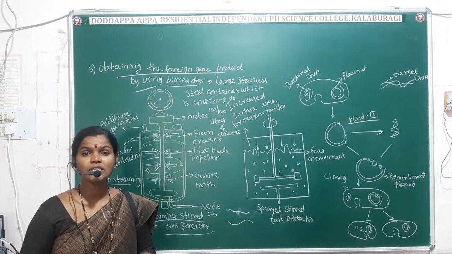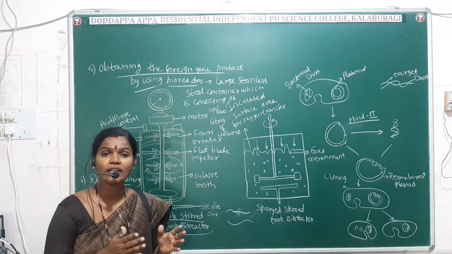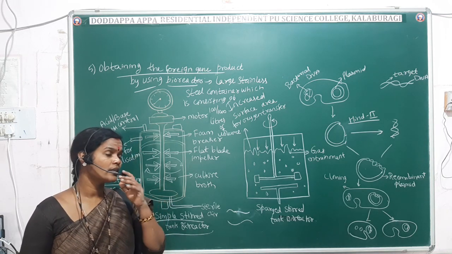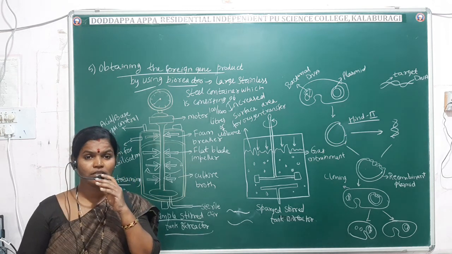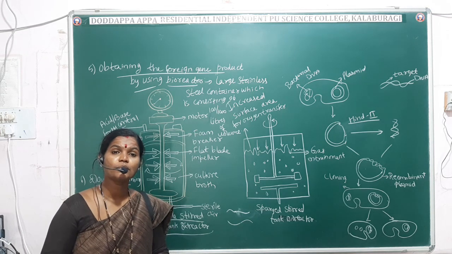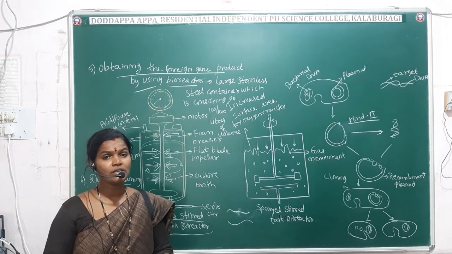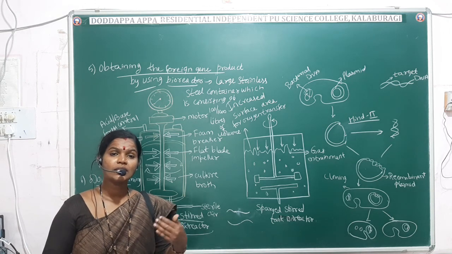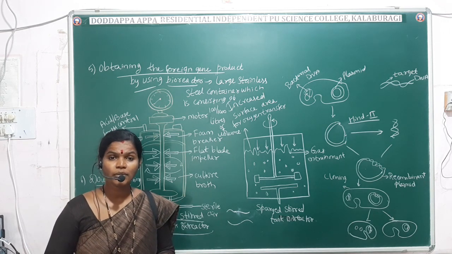What is PCR? That is polymerase chain reaction, which was developed by the scientist Gary Mullis. Gary Mullis is the name of the scientist who developed the PCR, and this PCR is also called the thermocycler machine.